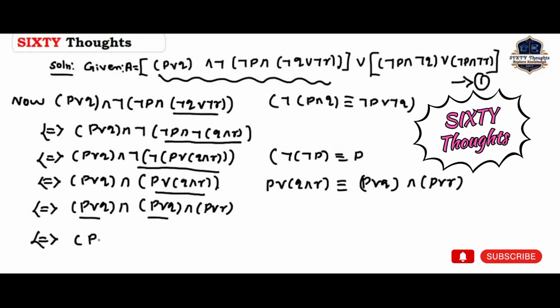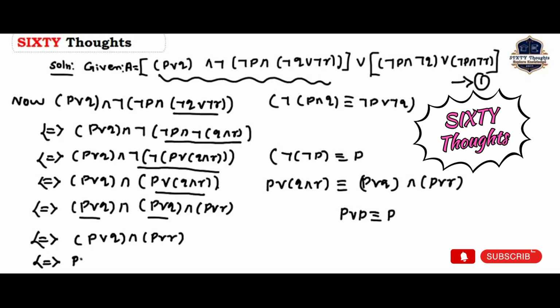What is our law name? Idempotent law. So P or Q, P or R. What is the idempotent law? When we get P or P, it is equal to P only. Okay, so using the idempotent law, we get this step. Next step, once again I am going to apply the distributive law. So here we have the right hand side term. I am going to write the left hand side term.